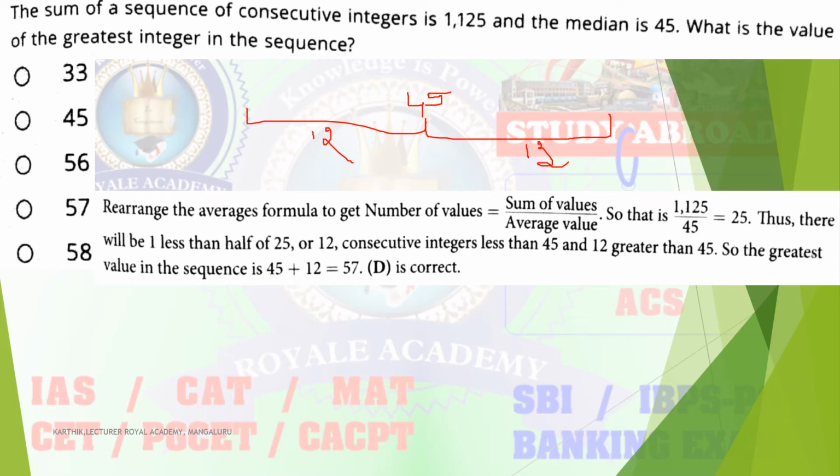Okay, so the exact value 45 is in the middle, so total is 25. 25 is nothing but one number is 45. Remaining is 24. 24 divided by 2 is nothing but 12 on the left hand side, 12 on the right hand side. So 45 plus 12 is how much? 57. So 57 is the greatest integer in the sequence. So option D is the correct answer for this question. Okay, 57 is the correct answer.